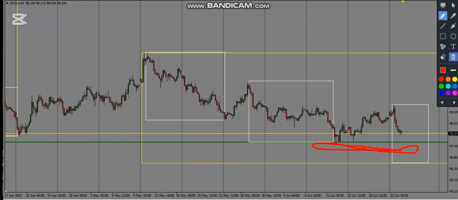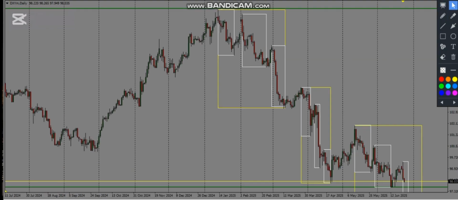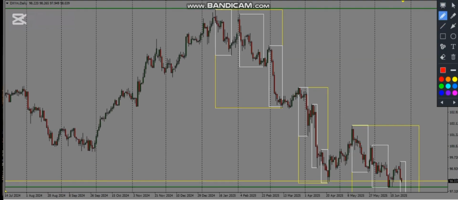Now let's shift to the daily time frame and see how it's looking. On the daily time frame, as you can see, this is the first drop, a reset, a second drop, a reset, and a third drop. Again, a first drop, a reset, a second drop, a reset, and a third drop. So this is the last drop on DXY, and then we will continue to the upside.